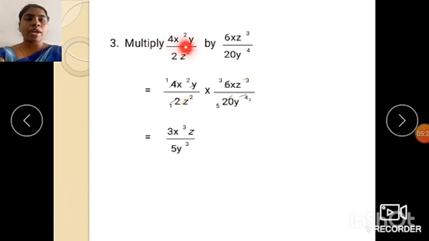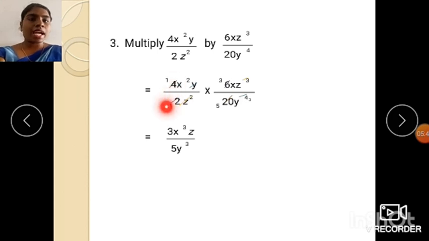Multiply 4x square y by 2z square by 6xz cube by 20y power 4. So first we will multiply it: 4x square y into 6xz cube by 2z square into 20y power 4. So now we will cancel the common terms, like terms.